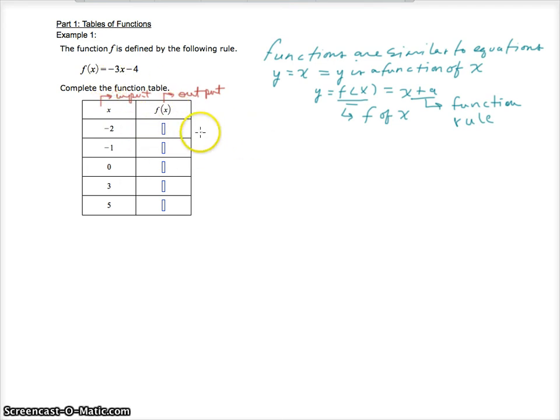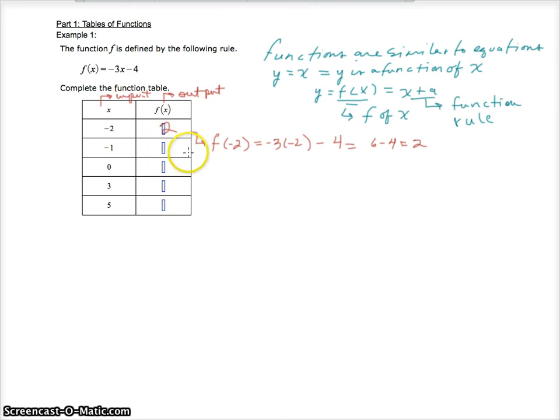So this is going to be f of negative 2 equals negative 3 times negative 2 minus 4. This f of negative 2 is just simply identifying what I've input into my function rule. So now I have negative 3 times negative 2, that equals 6 minus 4, which is 2. So f of negative 2 is 2. So my input was negative 2, my output was positive 2.